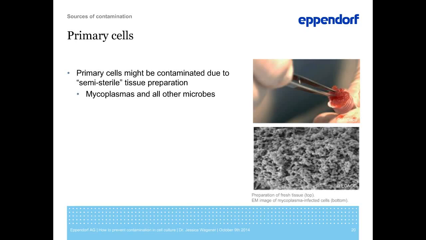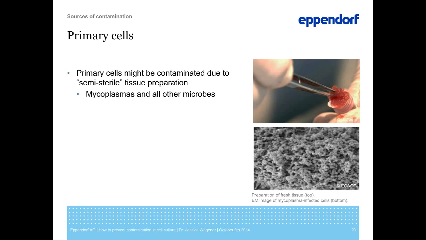For primary cells, the situation is a little bit different because they are finite. They die off at some time point, and you have to generate or purchase new cells. Primary cells mostly are contaminated due to the semi-sterile tissue preparation. There is no possibility to sterilize tissue samples, and in most cases you just place them in a sterile container. Upon cultivation, you have to make sure that you don't get microbes into your freshly prepared tissue. So your primary cell cultures always carry the risk of showing microbial contamination.